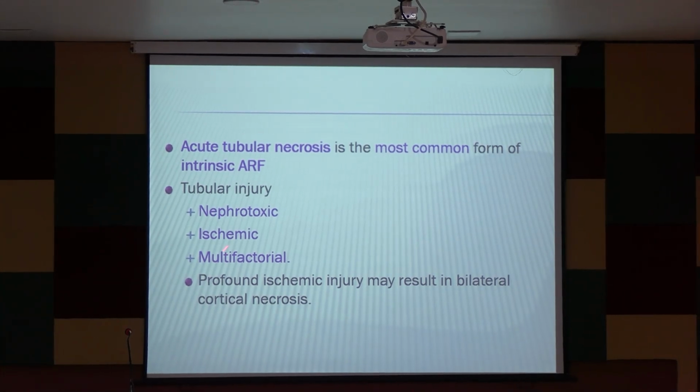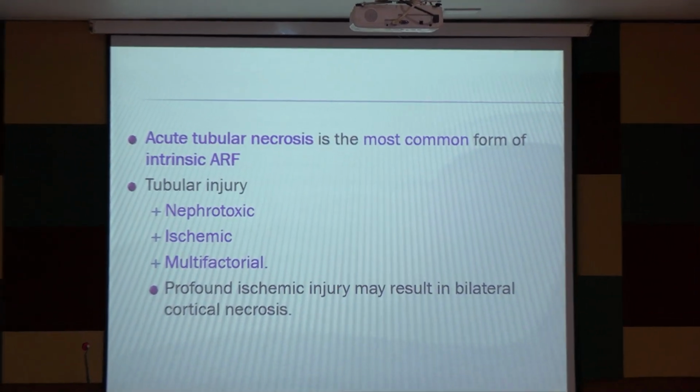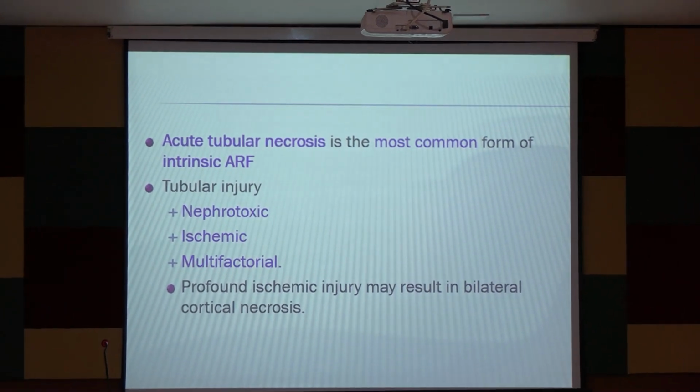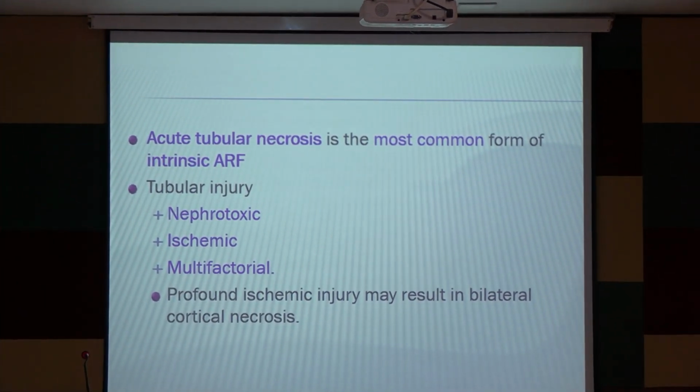And profound ischemic injury may result in bilateral cortical necrosis. If it persists for a prolonged time, it can cause bilateral cortical necrosis. Once bilateral cortical necrosis occurs, it is very difficult to reverse the condition.